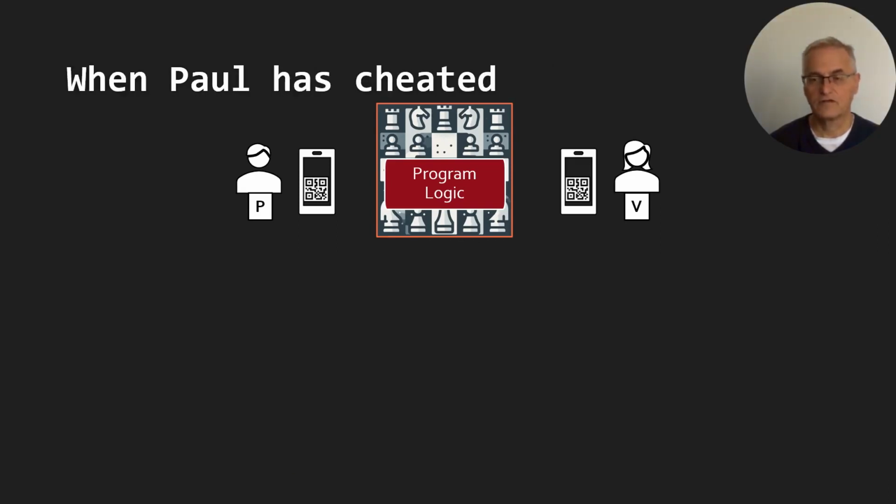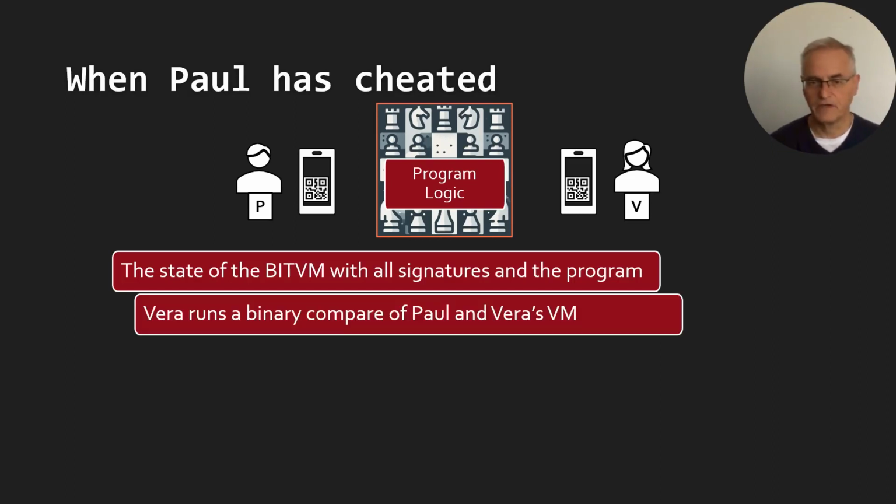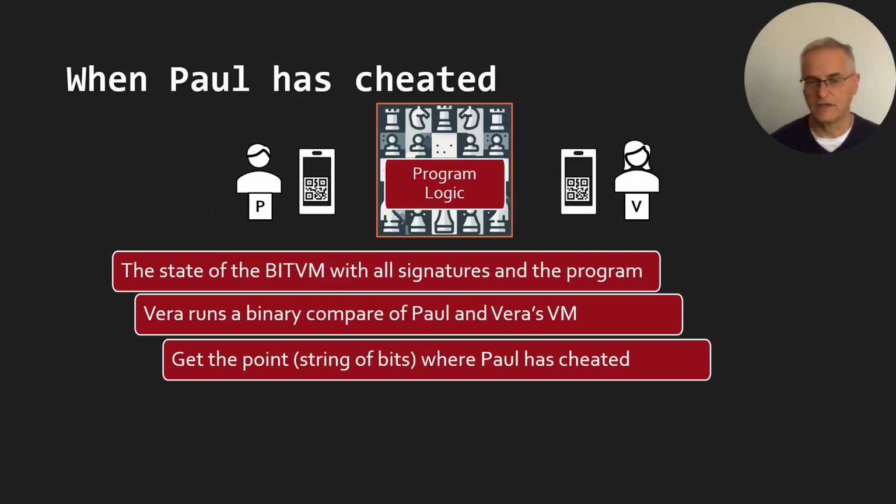But what occurs when Paul has cheated? The state of the BITVM machine has all the signatures and the program. So Vera can run a binary compare of her virtual machine with Paul's virtual machine. And it's a quick search, of course.